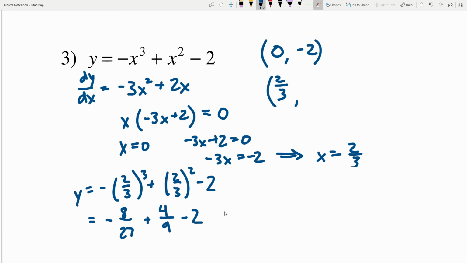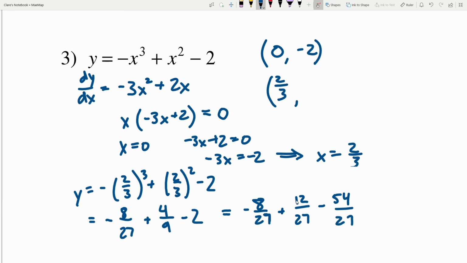I'm going to need to find a common denominator before I combine these. So I'll make that common denominator my 27. So I'll leave the first term as negative 8/27. My next number, I'll multiply both the numerator and denominator by 3. So that will be 12/27. And then for my whole number 2, I'll multiply that by 27/27. 2 times 27 is going to be 54, and that's all over 27.